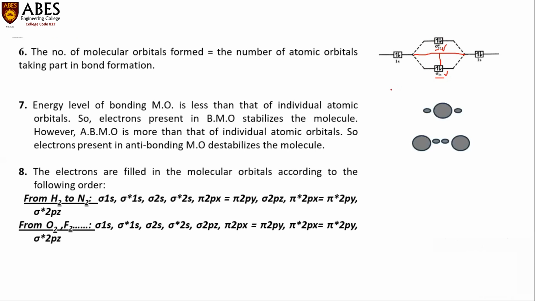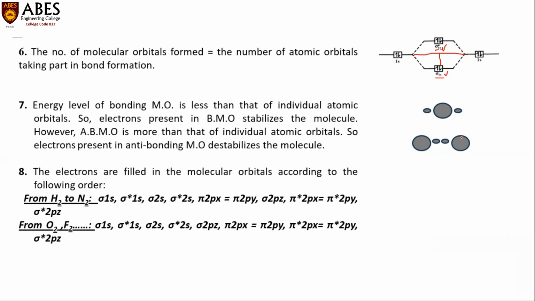Why is this happening? This is happening because in the bonding molecular orbital, the electron density exists between the two nuclei, and due to this the internuclear attraction increases between the electron and the nucleus. Therefore, due to the attraction, the energy of the molecular orbital will be less. Therefore, it exists on the lower side.